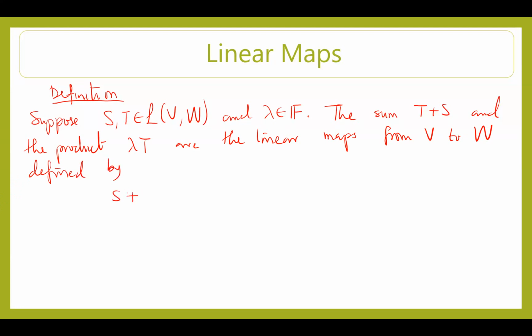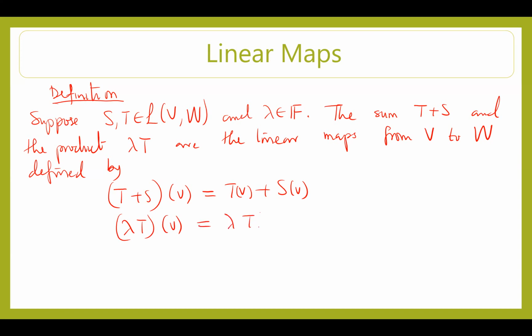So T plus S applied to a vector v in V is going to be Tv plus Sv. And lambda T applied to a vector v would be lambda times T of v. Okay, for all v in V and the scalar.